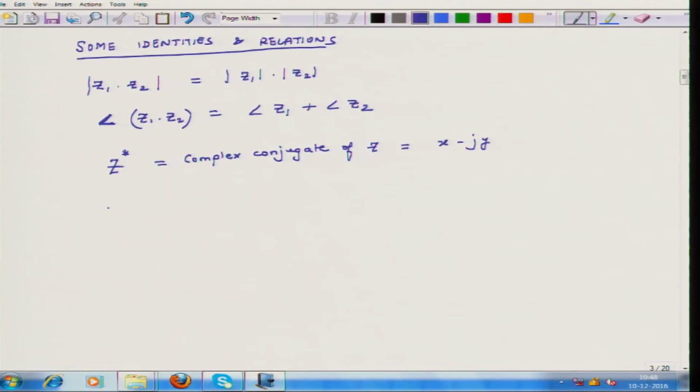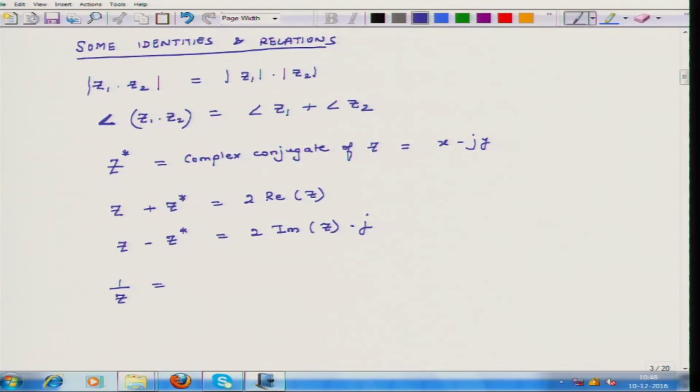Another identity is that Z plus Z star is twice of real of Z and Z minus Z star is twice of imaginary portion of Z times j. Some more identities. If I have a complex number Z, then its inverse 1 over Z.